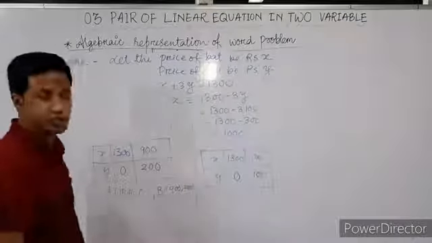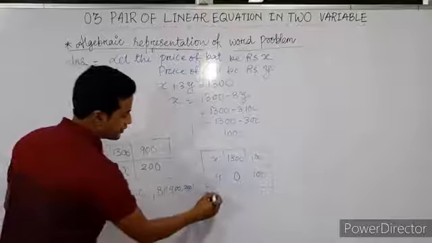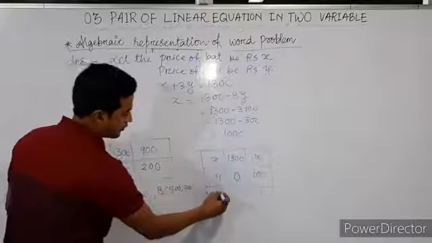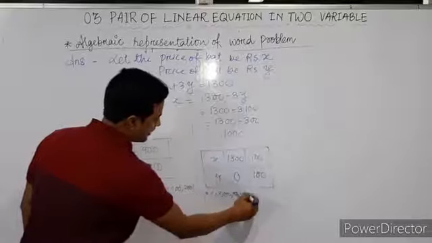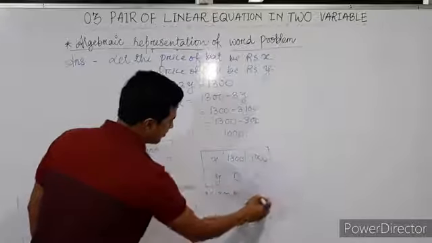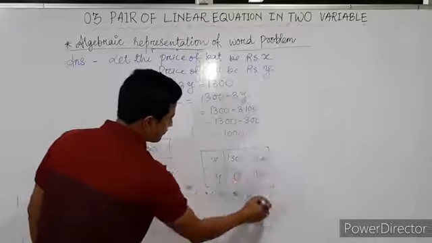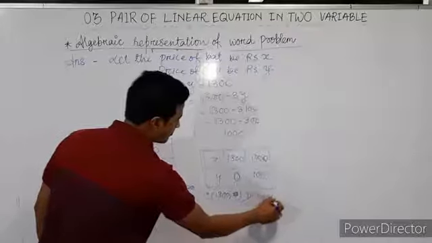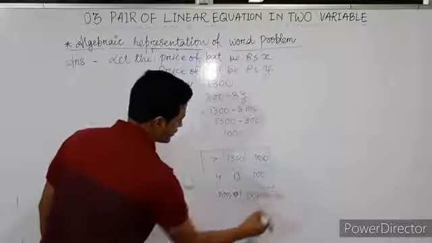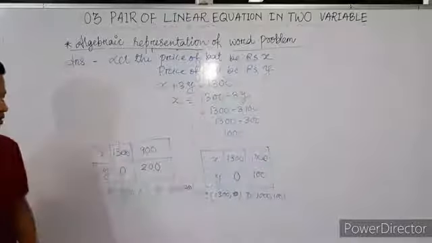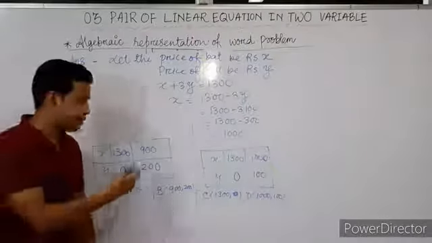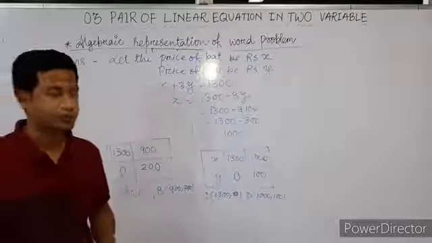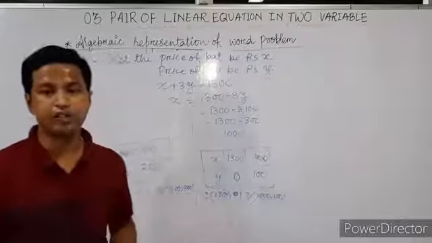Similarly, again we got 2 more points, where the point C is 1300, 0 and D is 1000, 100. So these are the points of the 2 graphs. After these points, we are going to plot the graph for it.